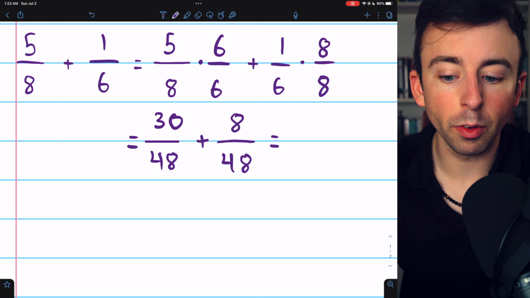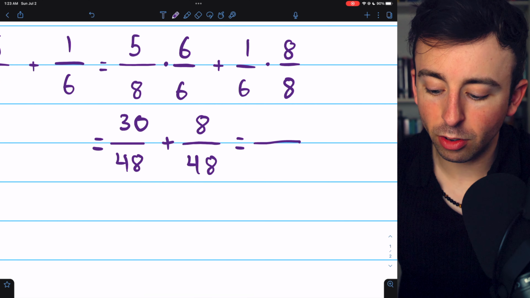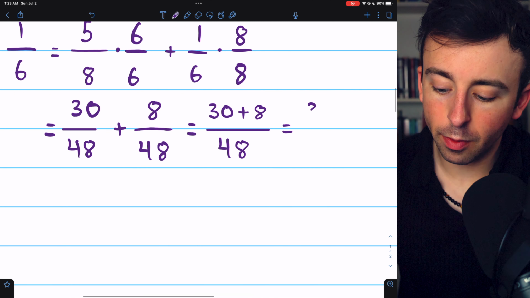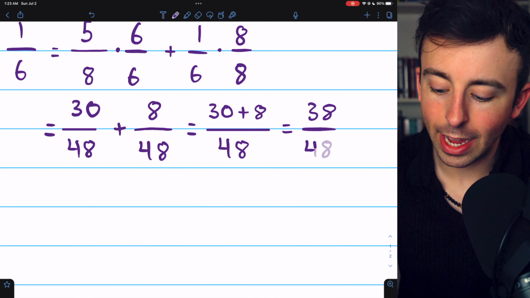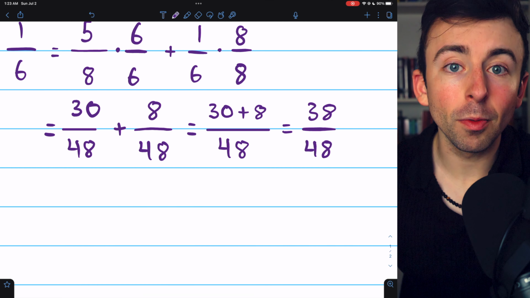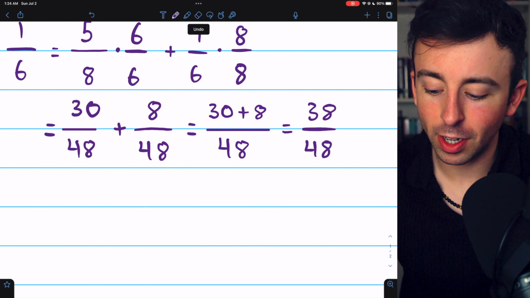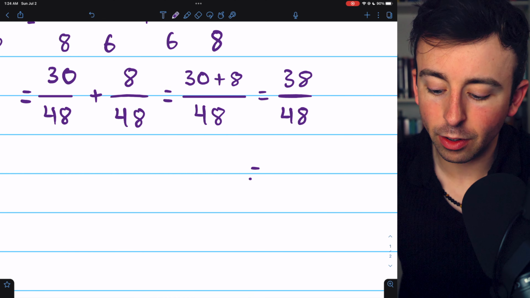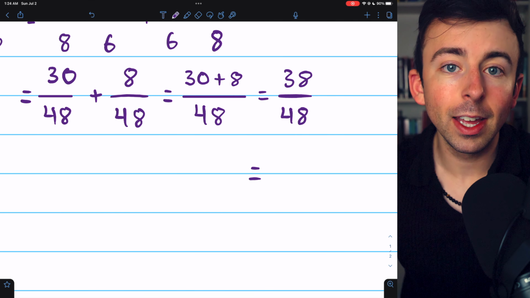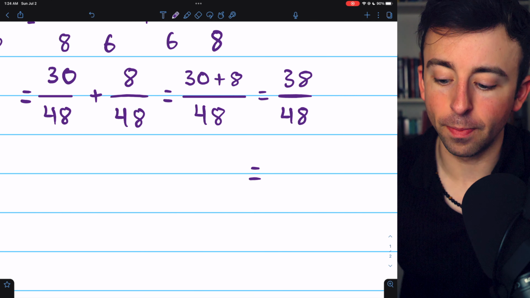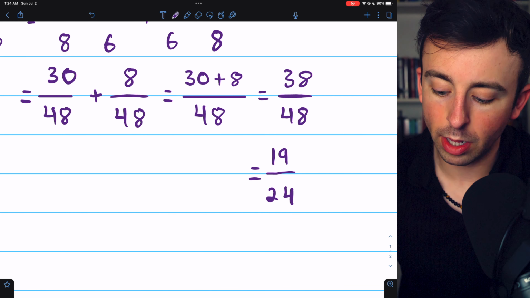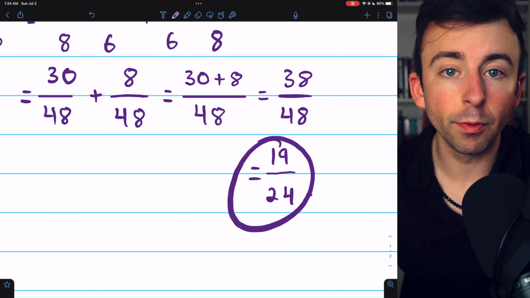We now have 30/48 plus 8/48, so we can just add the numerators together. Doing that gives us our final answer of 38 divided by 48. Except it's not really our final answer because we can simplify this fraction. The numerator and denominator are both even, so we could cancel out a factor of 2 in the top and bottom, basically dividing the top and bottom by 2. 38 divided by 2 is going to give us 19, and 48 divided by 2 gives us 24. This fraction is fully simplified.